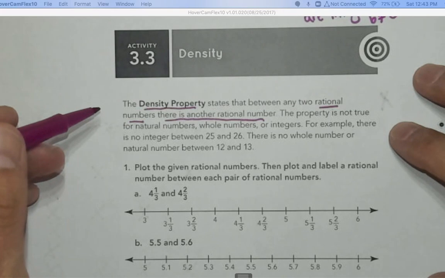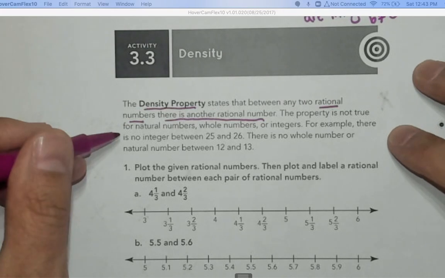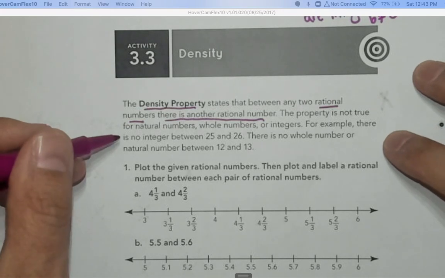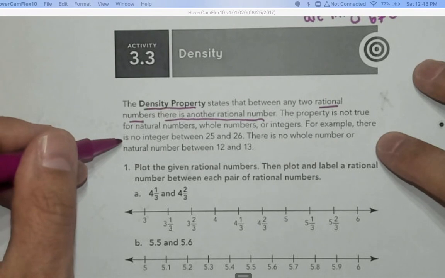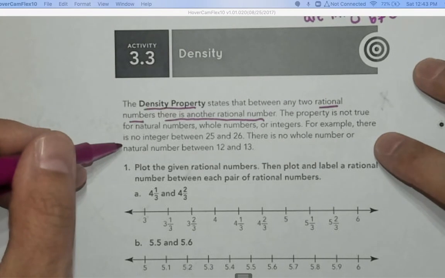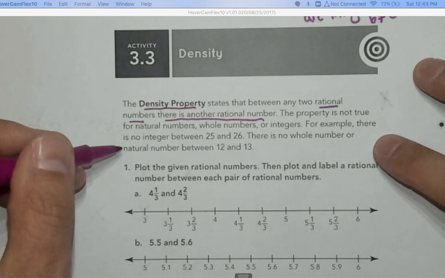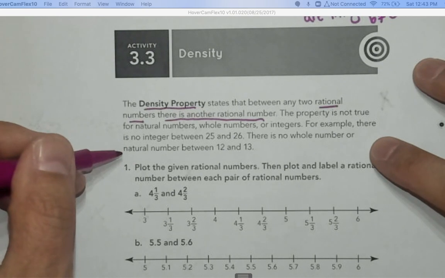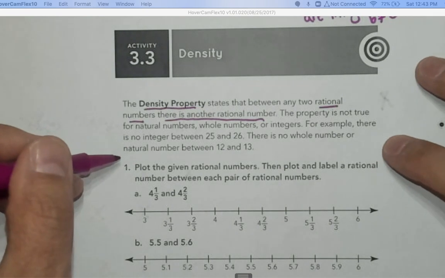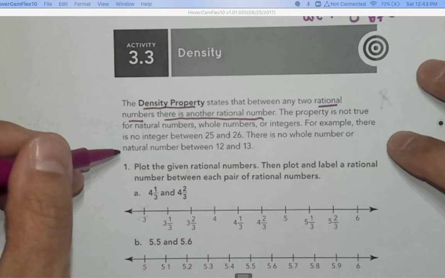Now, the property is not true for natural numbers, whole numbers, or integers. So, for example, there is no integer between 25 and 26. There is no whole number or natural number between 12 and 13. And so we're just talking about rational numbers here.